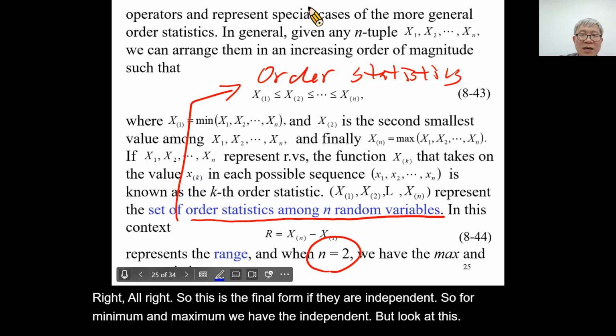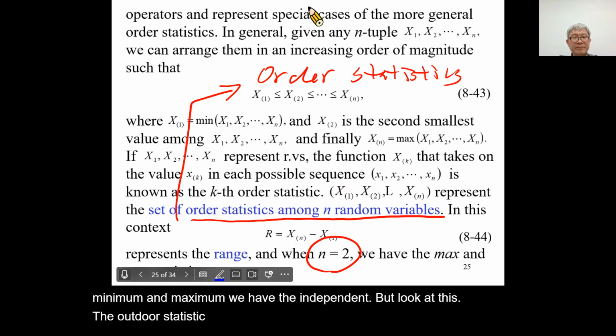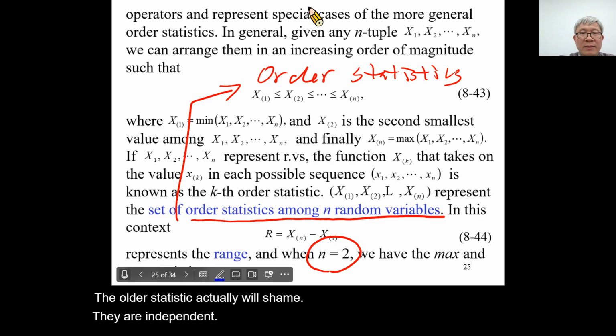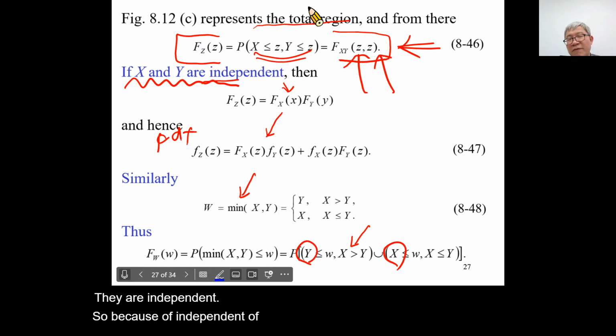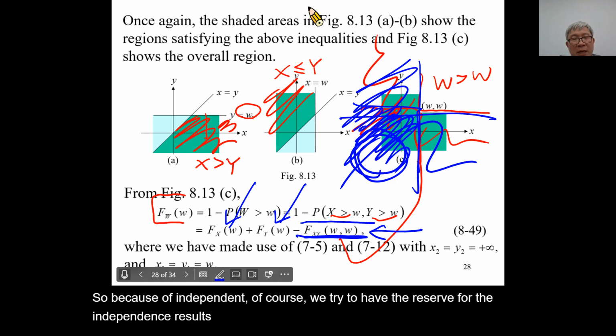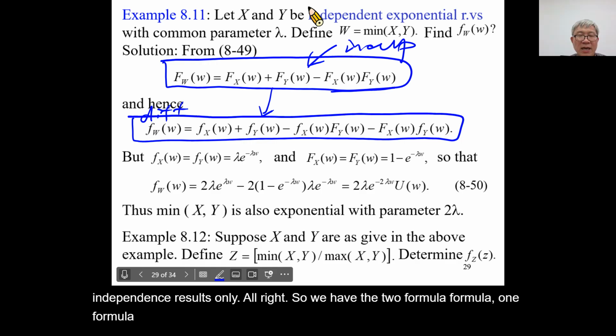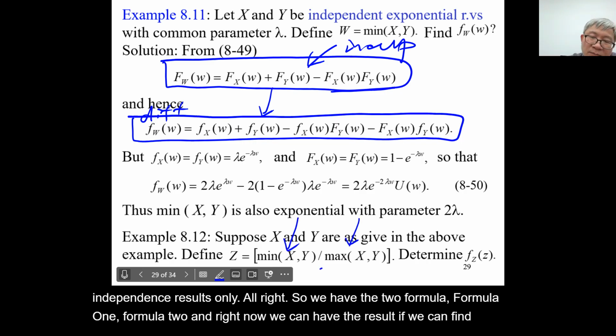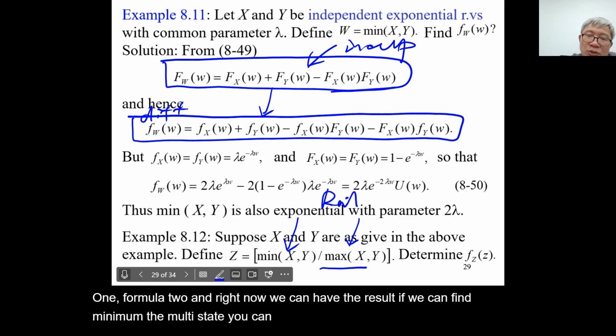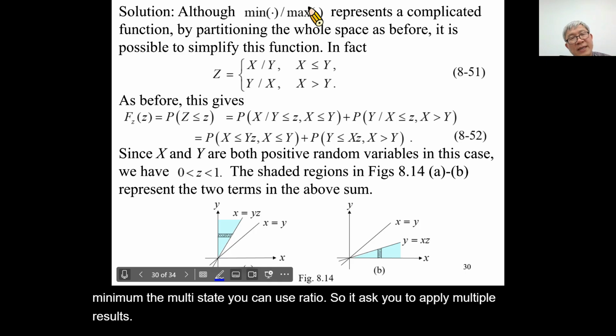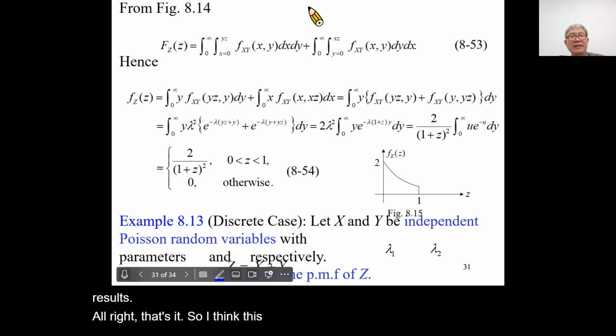But look at this. For order statistics, we actually assume they are independent. Because of independence, of course, we try to get the result for the independent case only. So we have two formulas, formula 1 and formula 2. Right now, we can have the result if we can find the minimum and maximum. For multi-stage, you can use ratio, so it asks you to apply multiple results. That's it. I think you can check this one later.